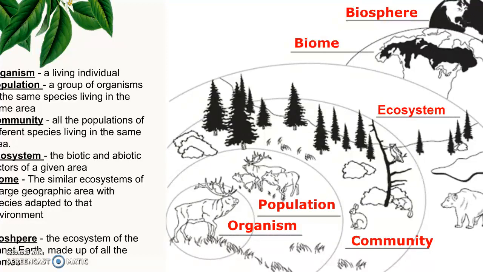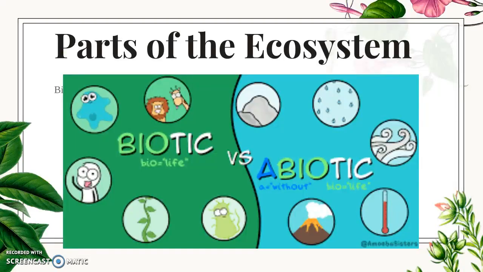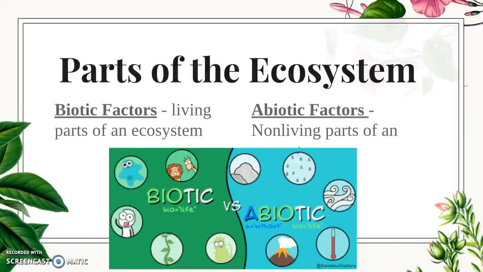All right, so other terms that you should be familiar with are biotic and abiotic. So the parts of the ecosystem. I said earlier that we look at the living and non-living. So that's what our terms biotic and abiotic mean. Biotic factors are all the living parts of the ecosystem. Abiotic factors are all the non-living parts.